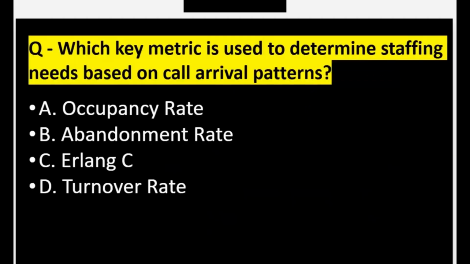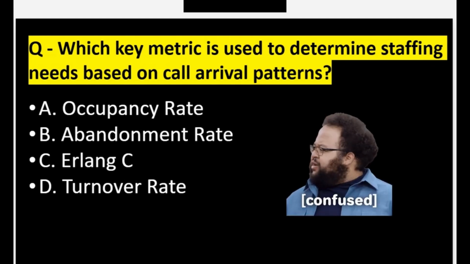The first question we have is: which key metric is used to determine staffing needs based on call arrival patterns? Option A, occupancy rate. Option B, abandonment rate. Option C, Erlang C. Option D, turnover rate. Please think for 3 to 4 seconds. If you know the answer, please mention it in the comment section.